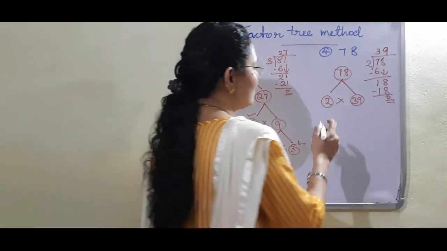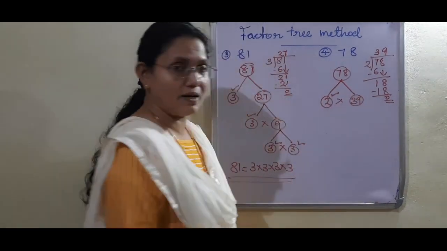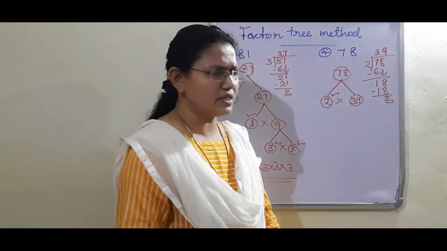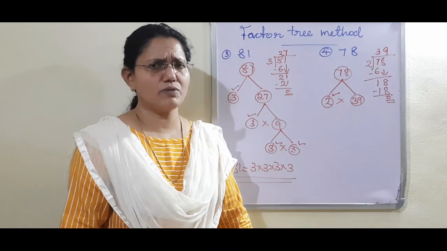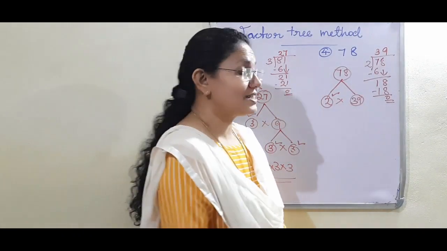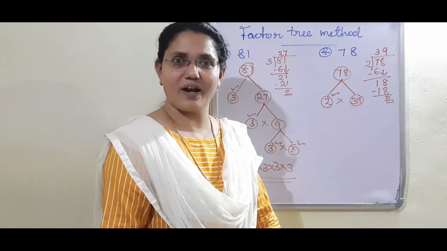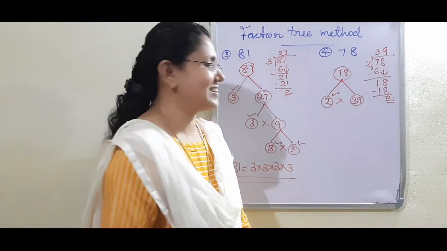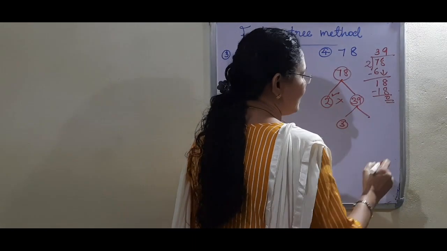Okay. Now, 2 into 39. 2, you know it is a prime number. What about 39? Is it a prime number? Just remember the prime numbers between 1 and 15. It is not there. So check the divisibility test of 3. 3 plus 9 is 12. 12 is divisible by 3. Now 3 is a factor. How to find the other factor?